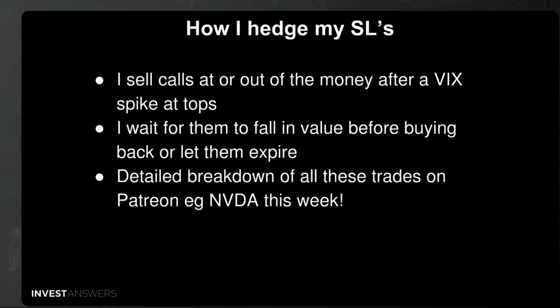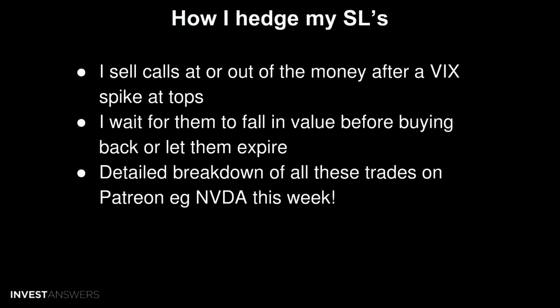So how do I hedge my synthetic longs? I sell calls at or out of the money after a big volatility spike at tops. And I wait for them to fall back in value before buying back, or I let them expire. And there's a detailed breakdown of all these trades on Patreon, for example.